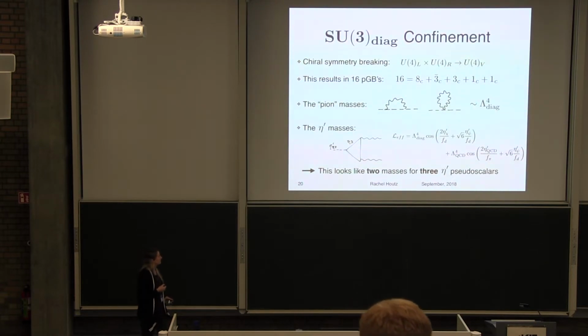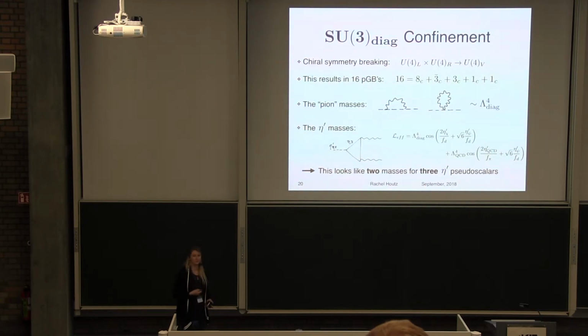Again, we get this U(4)_L × U(4)_R chiral symmetry breaking, resulting in 16 pseudo-Goldstone bosons. This is looking a lot like the Schwinger-Kim example. So the 8 splits and the pions that are charged under QCD actually get masses from gluon interactions that push them up to the cutoff scale. These are quadratically divergent diagrams. And then the eta prime gets its mass from anomalies.